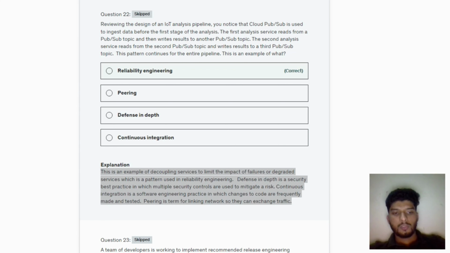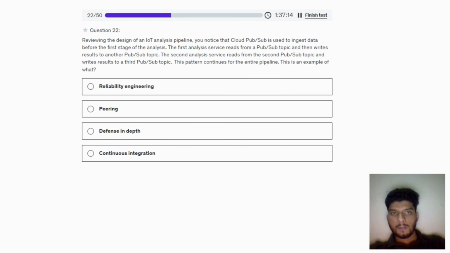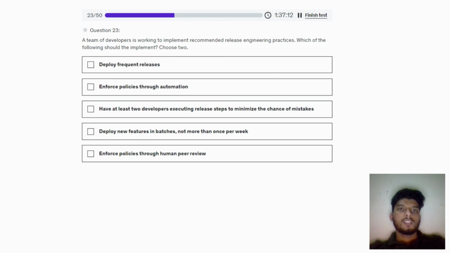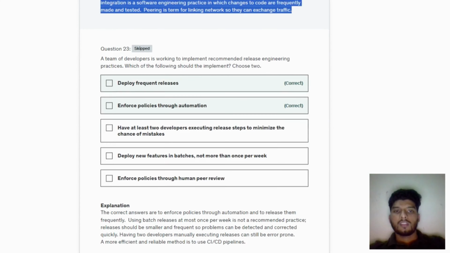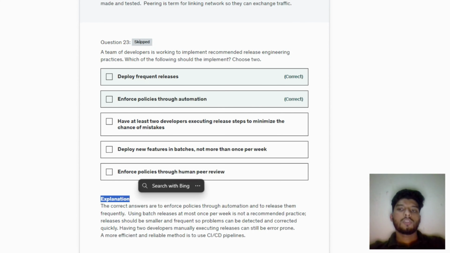And moving on, question number 23 is: a team of developers is working to implement the recommended release engineering practice. Which of the following should they implement? You have to select two options from the options below. So the right answer is deploy frequent releases and enforce the policies through automation. So here is the explanation of why it is option A and option B.